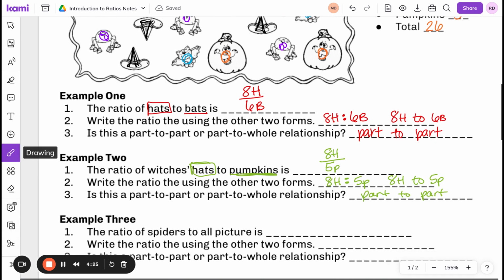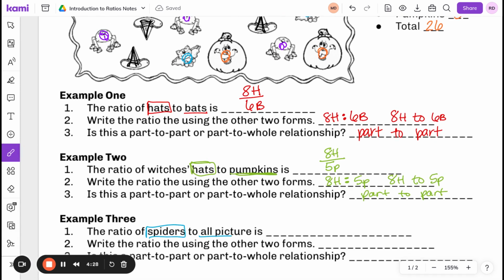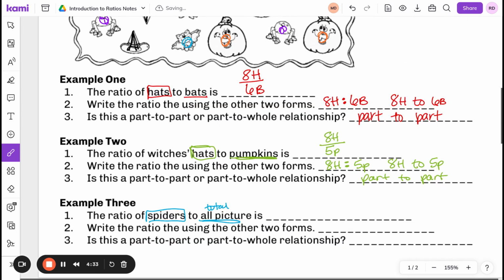This last question is talking about spiders compared to all. So another word for all would be the total. So up here, we have 7 spiders to 26 total pictures. So in our other form, 7 spiders, colon, 26 total, 7 spiders to 26 total. And then this question asks, is it part to part or part to whole? So same question, but this time we're comparing the spiders, which are part of the picture, and then all of the pictures. So this would be the first one that is your part to whole relationship.